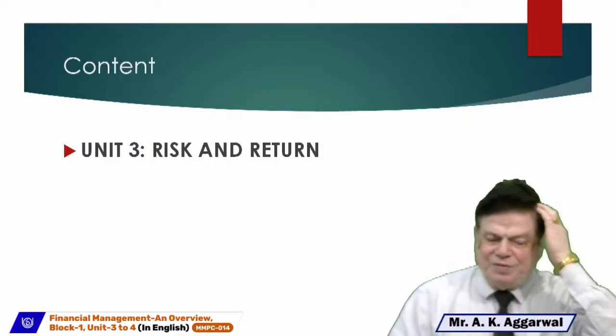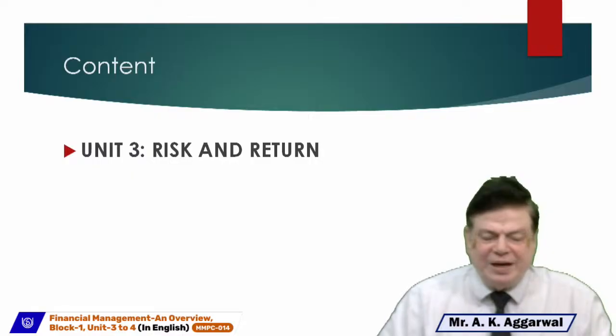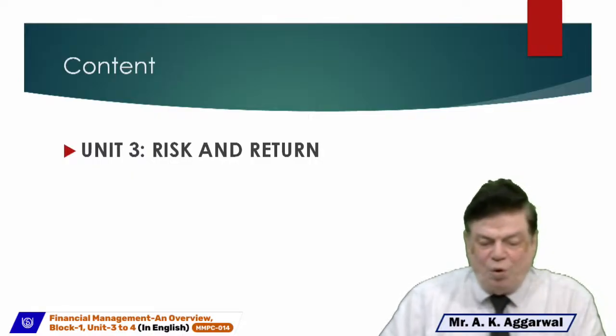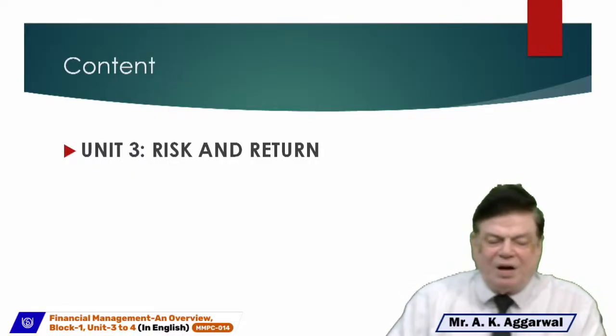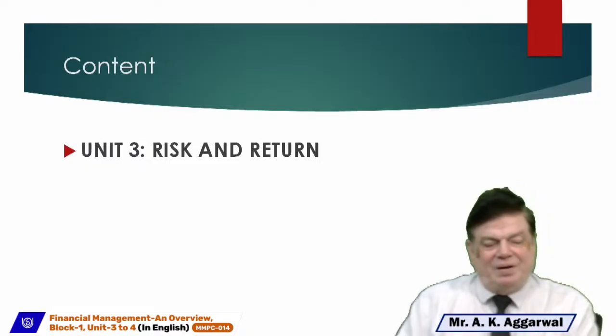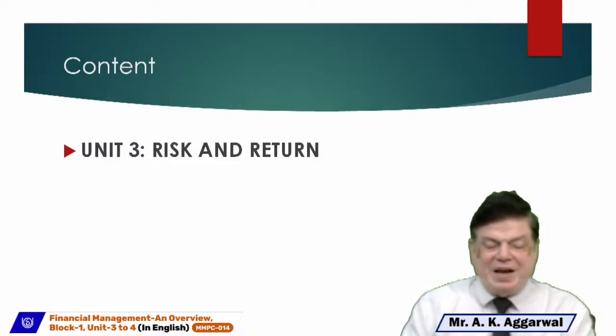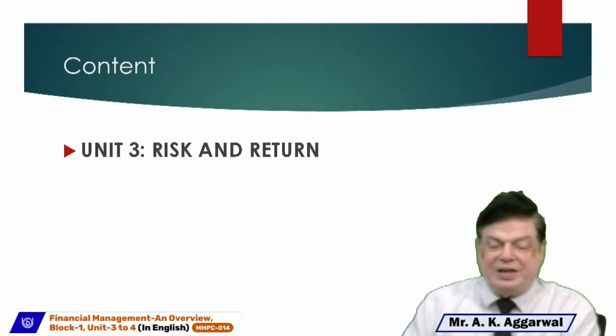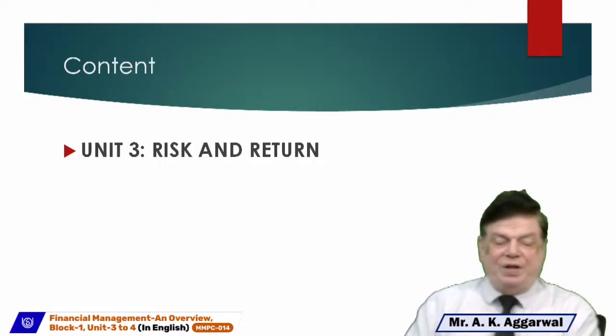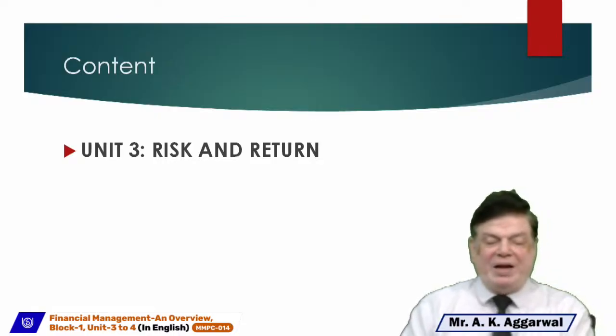Then what is risk? Risk means the uncertainty about the return. You don't know exactly how much you will earn or lose. Types of risk: systematic risk affects the whole market. Examples: inflation, interest rate changes, political stability. You cannot avoid this by diversification.